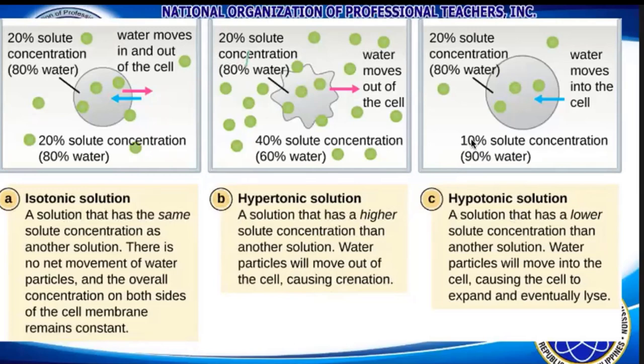Pag hypotonic naman, lower ang concentration. Kaya tignan nyo dito, 10% lang ang concentration. Pero 90% ang tubig. Okay? So, more the water particles will move into the cell, causing the cell to expand naman. Okay? I repeat, pag hypotonic, mag-expand yung cell kasi marami siyang tubig. Pag isotonic naman, same lang siya. Okay? Remains constant, walang movement. So walang effect. Okay?